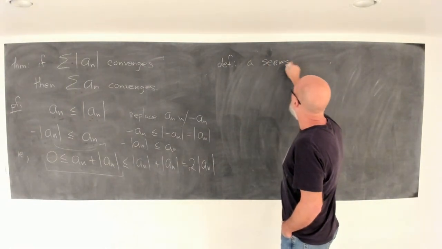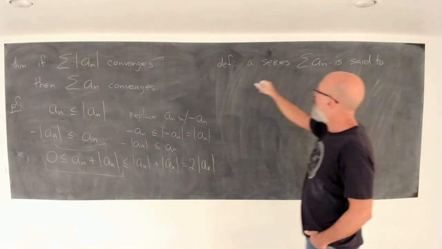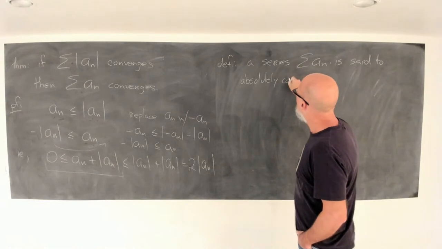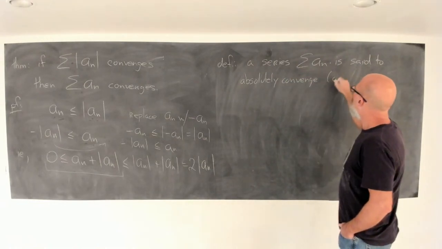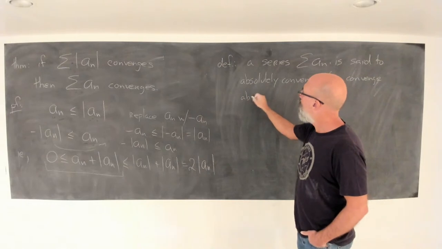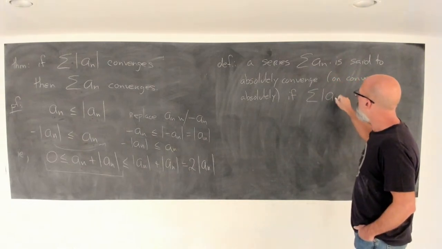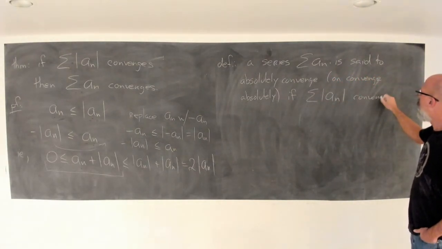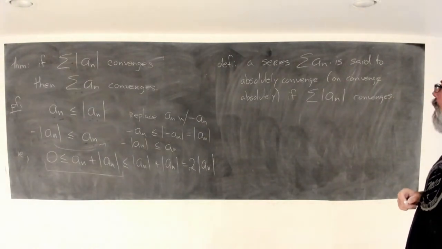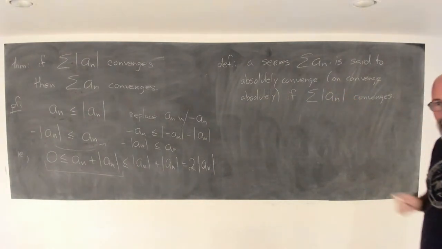A series an is said to converge absolutely, or to absolutely converge, if the series of absolute values converges. Right, and this theorem tells us that if this converges, then of course this one converges as well.